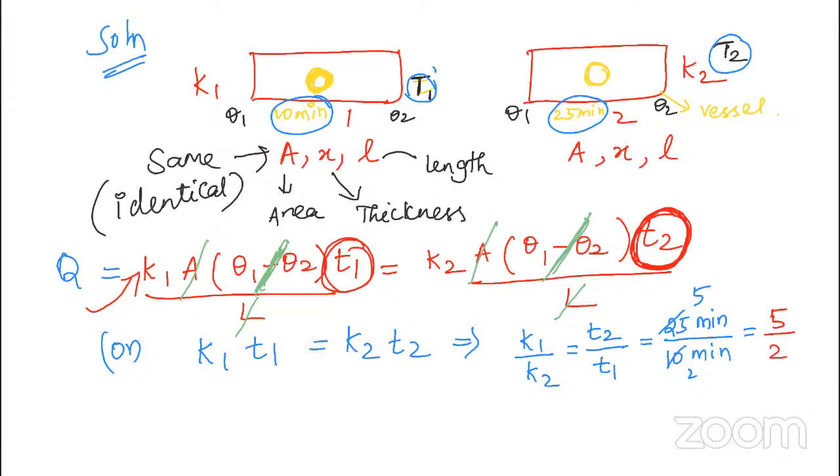So problems 1 and 2, is it clear, children? Put it in the comment box. Problems 1 and 2, is it clear? Yes.